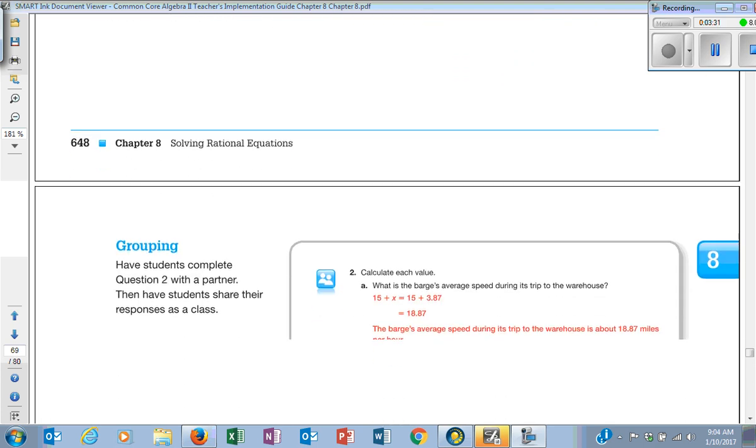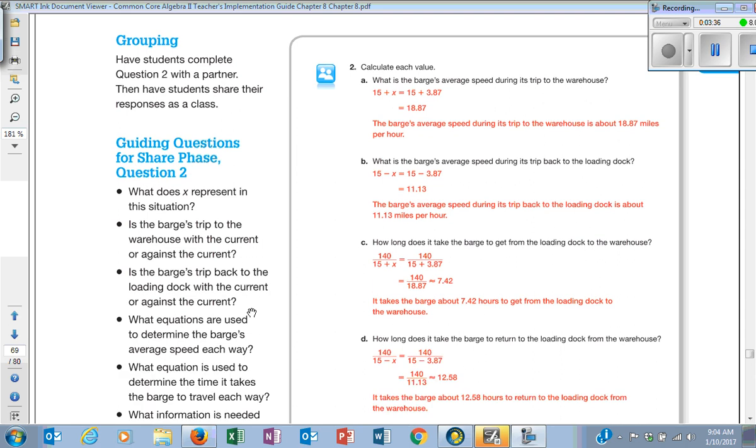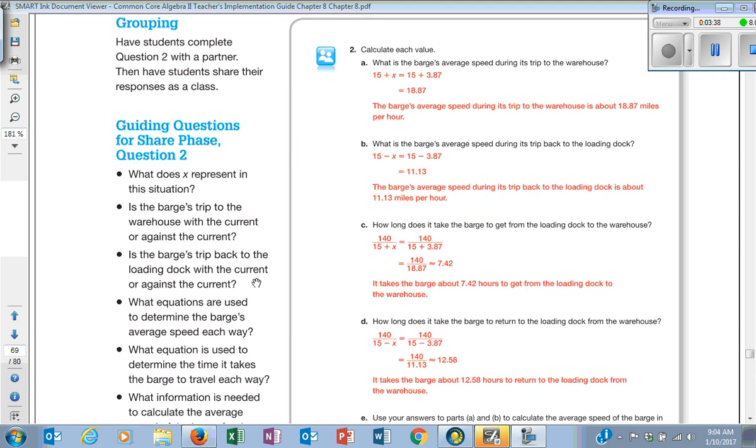And then based on that, they just ask you these quick questions. What is the barge speed during the trip to the warehouse? Well, then you would take the 15 and add the current speed, which we just figured out was 3.87, and that gets you this number right here. So that's the average speed. Against the current, you're going to subtract that number, and so that's how they get there.